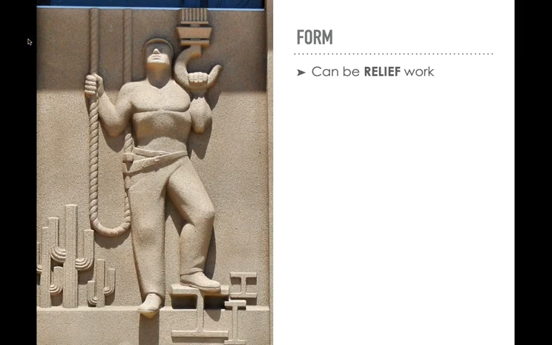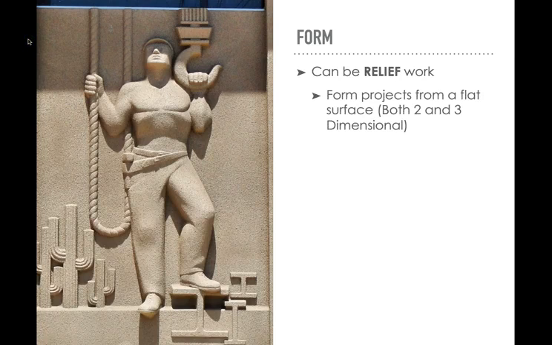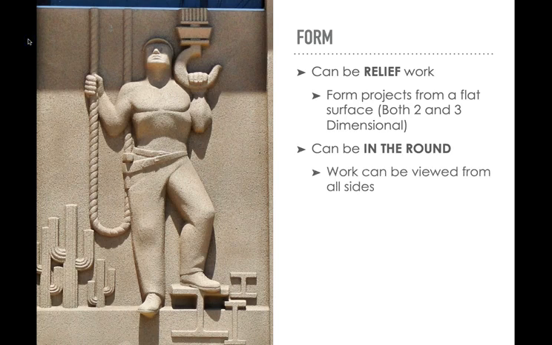Form can also be relief work, as you see here. This is when the form is projecting from a flat surface, both 2- and 3-dimensional. Or form can be in the round, like the statue head that you saw on the previous slide. The work could be viewed from all sides.